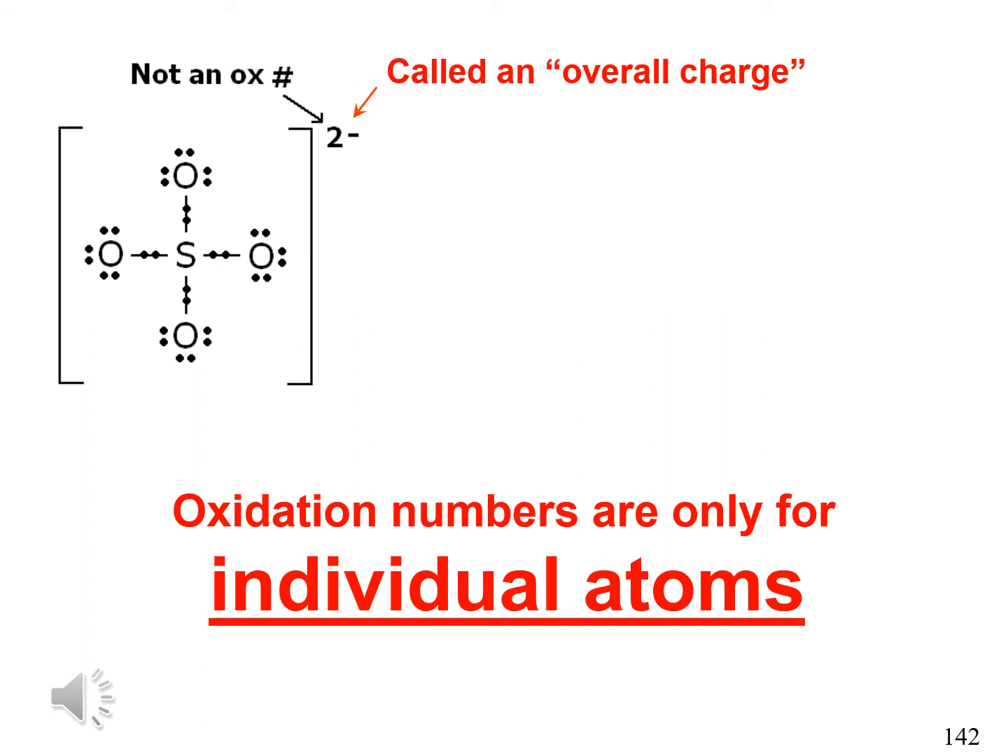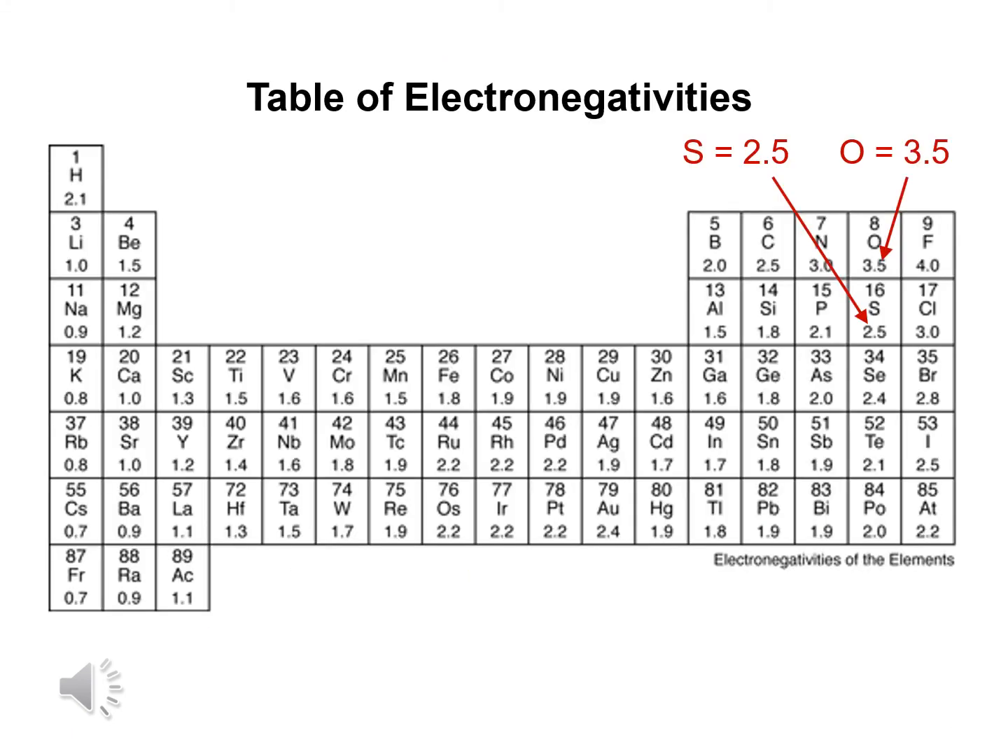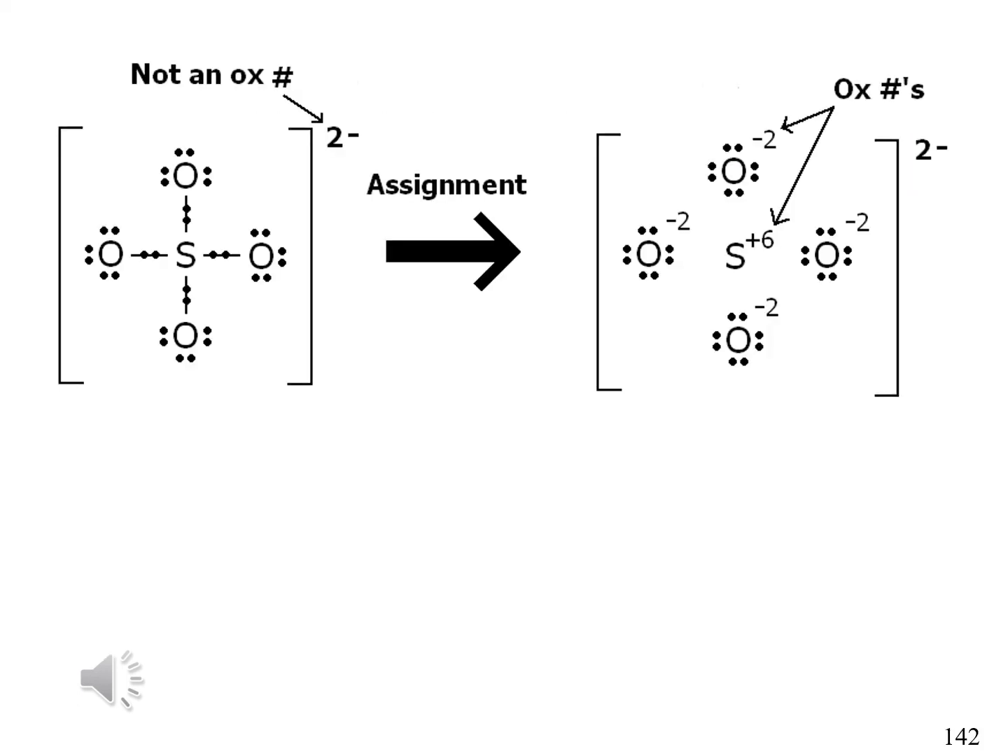Oxidation numbers are not overall charges. They are numbers that are assigned to individual atoms. Each atom has its own oxidation number. In order to do that, you can look up the electronegativities of sulfur and oxygen in the periodic table, and that's where you start. Since the oxygen is 3.5 and the sulfur is 2.5, oxygen attracts electrons better, and so you mentally take both of the electrons in each of those bonds and give them to oxygen.